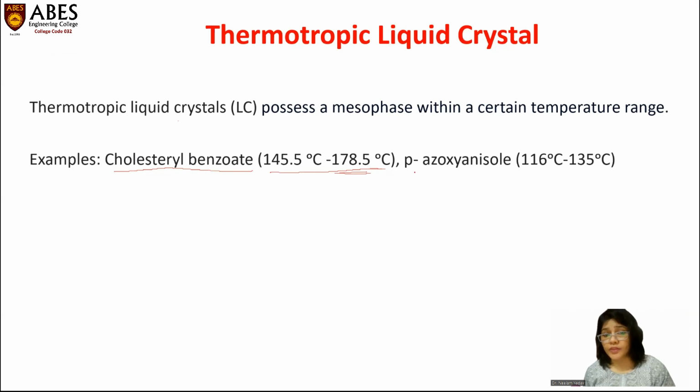Further, another example of thermotropic liquid crystal is para-azoxyanisole, and the temperature range at which it shows the liquid crystal phase is 116 degrees centigrade to 135 degrees centigrade. So basically, what we understand here is that thermotropic liquid crystals are those substances which behave as a liquid crystal when their temperature is increased and reaches a particular temperature range, where they behave as a liquid crystal.